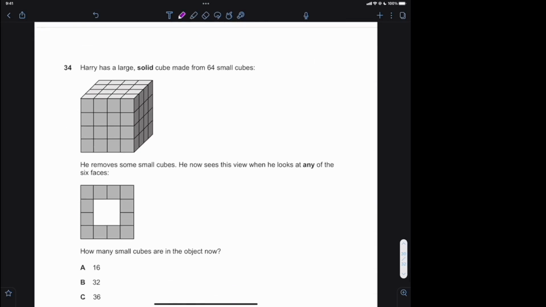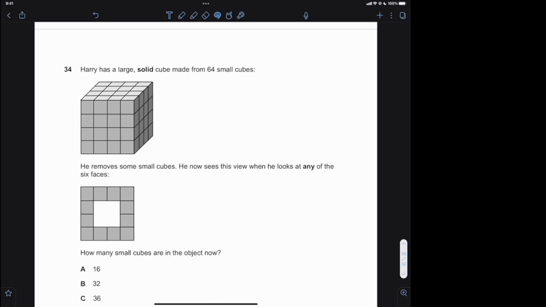Let's have a look at question 34. Harry has a large solid cube made from 64 small cubes. Okay, so we got 4 by 4 by 4, that makes sense. Alright, 4 by 4 by 4 is 64. And then he removes some of the small cubes, and he now sees this view when he looks at any of the 6 faces. So that's every single one of the 6 faces. He sees this view where this is empty all the way through. So we're actually not going to have any cubes in that center.